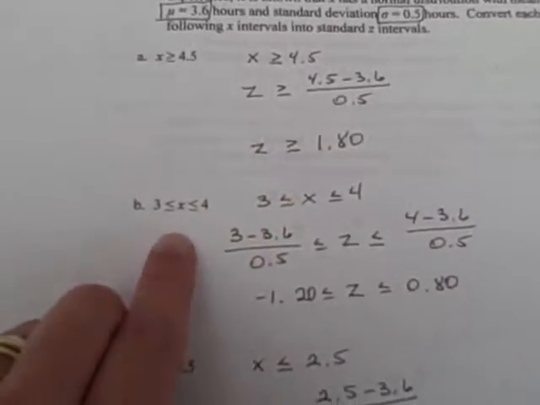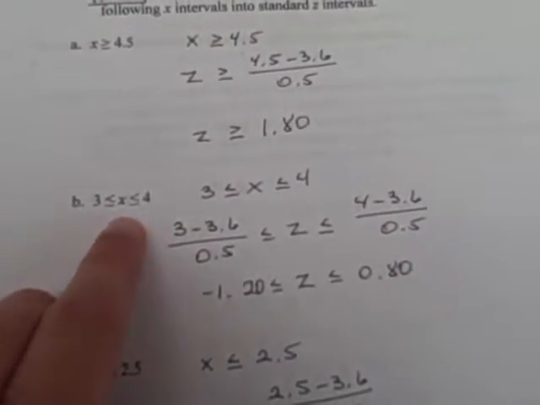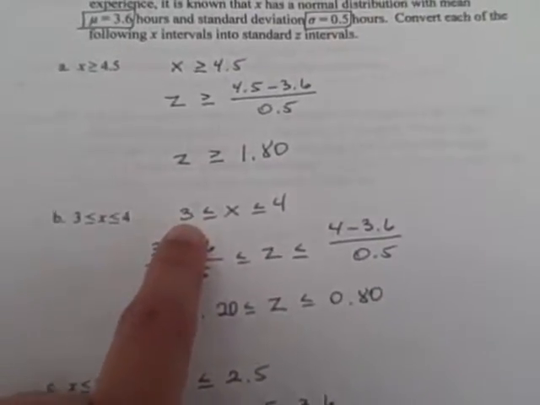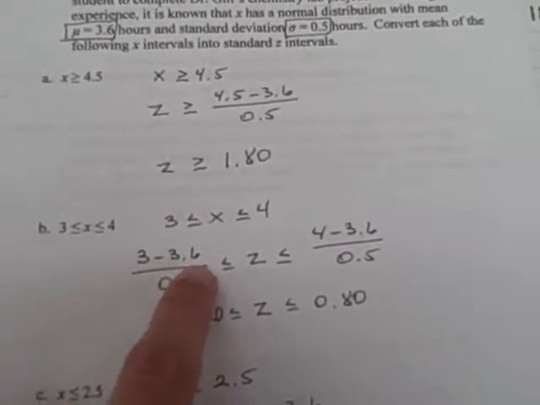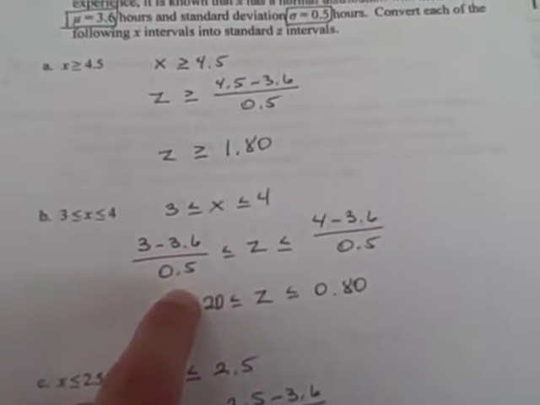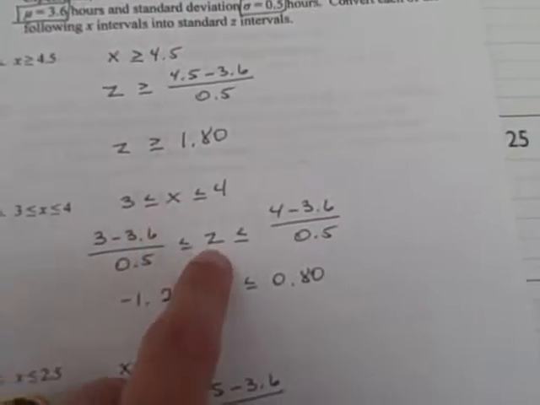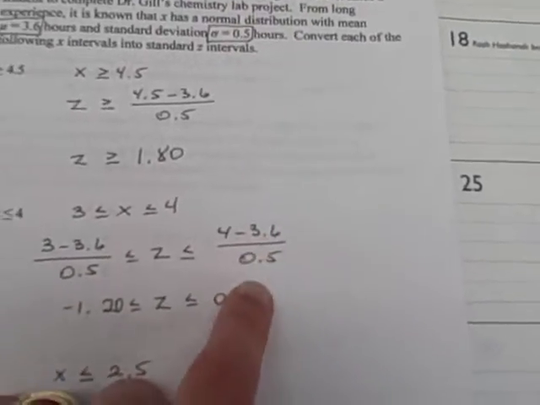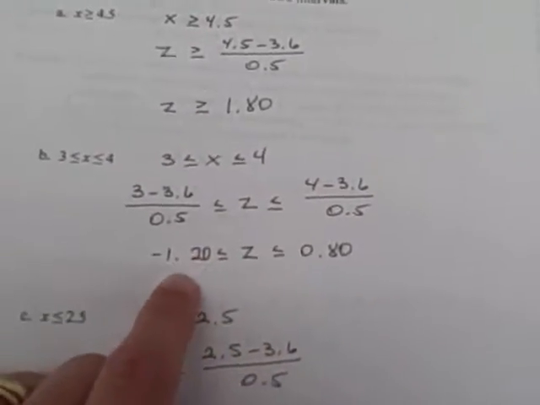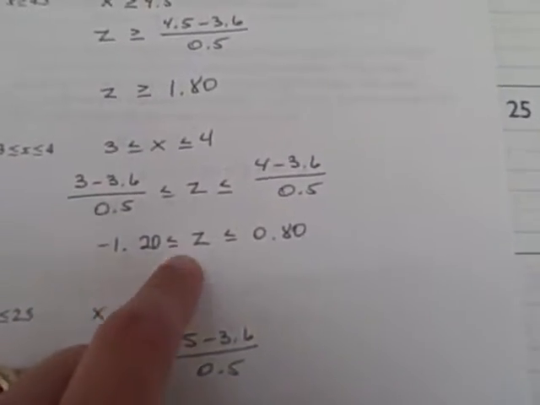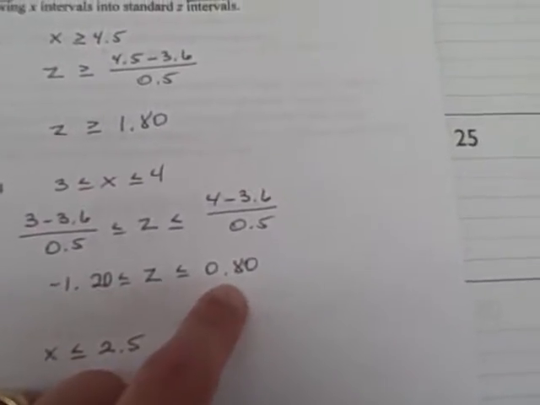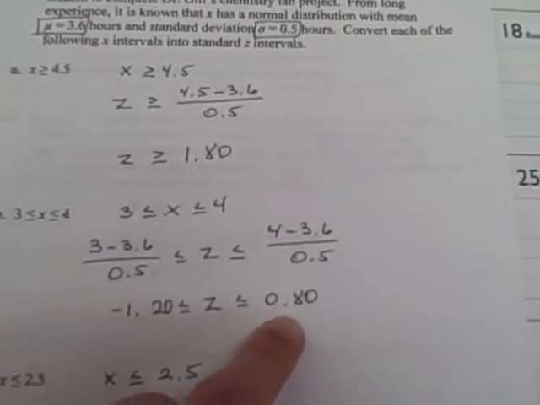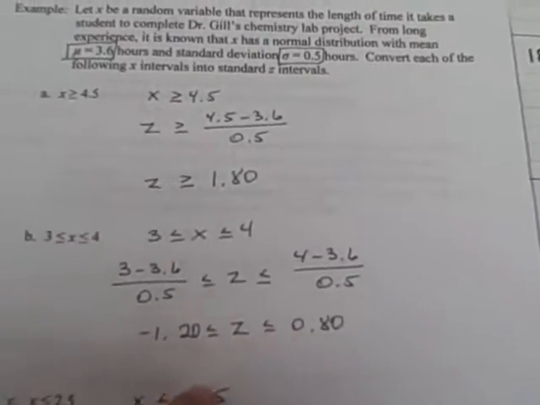Okay. All right, 3 is less than or equal to x is less than or equal to 4. So I'm going to maintain my inequality. First I'm going to change this value of x of 3 into a z. So I'm going to do my x minus mu over sigma, is less than or equal to z, and instead of 4, now we have that x minus mu over sigma. When I work that out, I get negative 1.20 is less than or equal to z is less than or equal to 0.80.